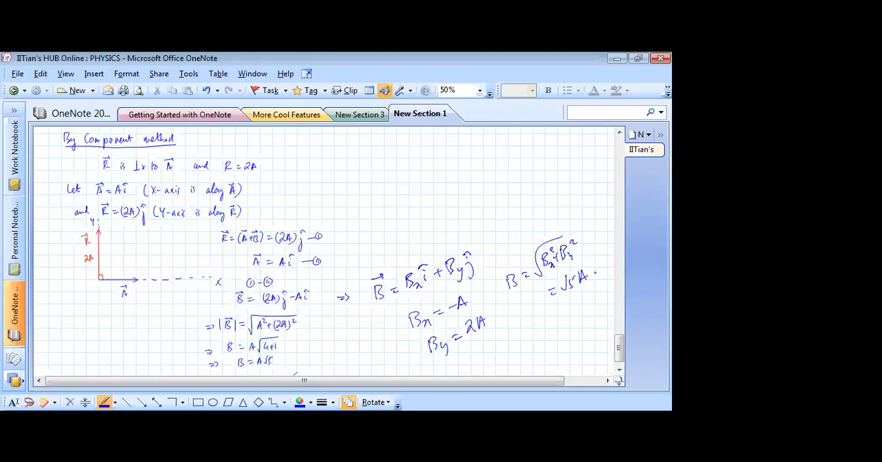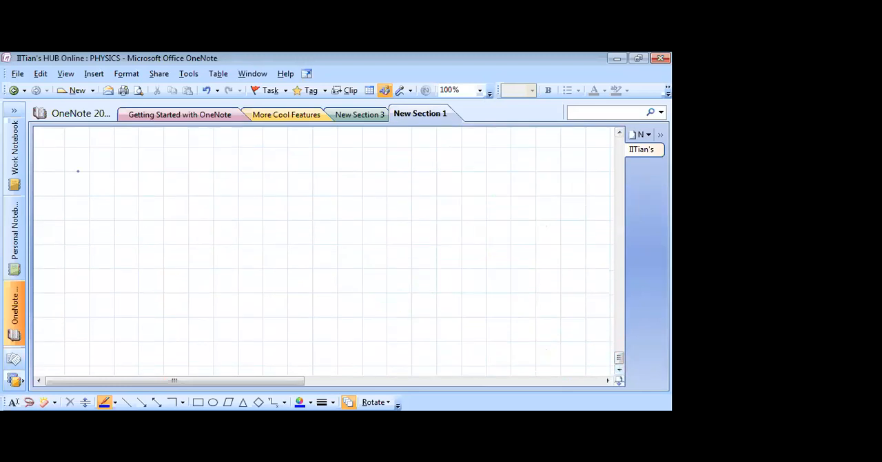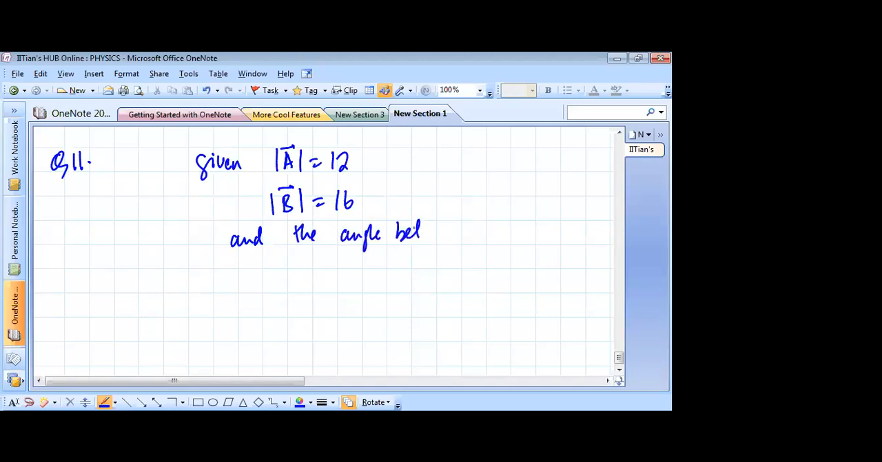Okay, so that was the 10th question. Now moving on to the 11th question. The 11th question can also be done by a version of triangle inequality. So in the 11th question you can see it is given to you that magnitude of A is 12, magnitude of B is 16, and the angle between them is obtuse.